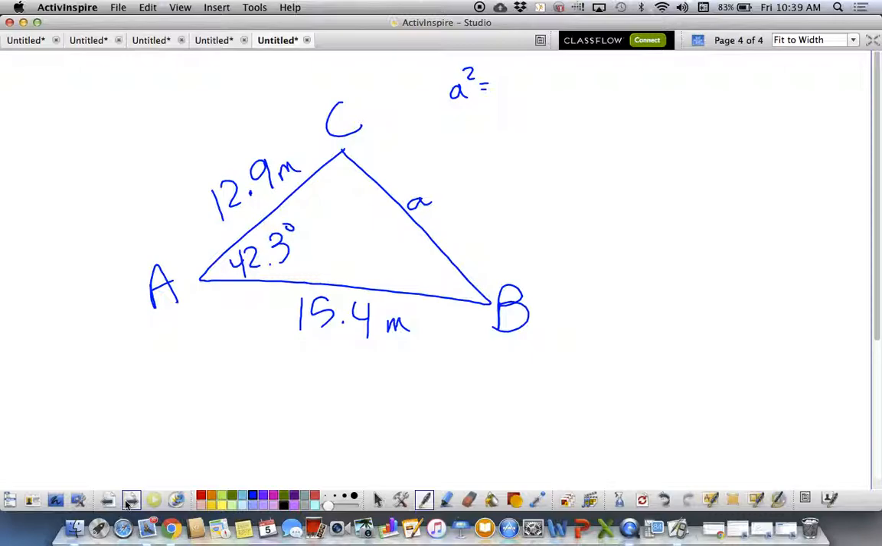A squared equals 12.9 squared plus 15.4 squared minus 2 times 12.9 times 15.4 times cosine 42.3 degrees. That is a lot of stuff. I like to see that written out, not just in your calculator. Then you'll get an a squared equals really big number. Don't give me that really big number as an answer. Take the square root of it.